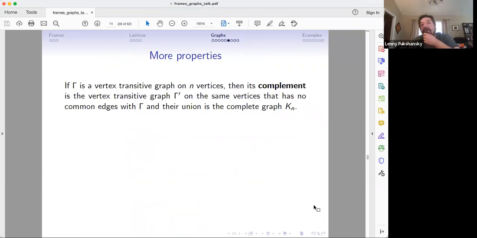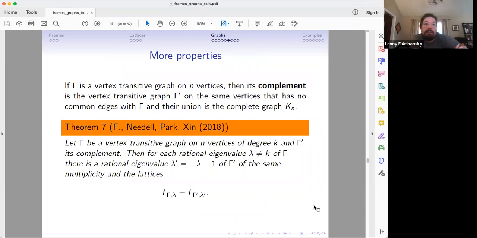Another fairly simple property here is, if gamma is a vertex transitive graph and gamma prime is its complement in the complete graph, and suppose lambda is a rational eigenvalue of gamma, and lambda prime is the corresponding rational eigenvalue of gamma prime, meaning it's minus lambda minus 1, then I get the same lattice. So essentially, a graph and its complement lead to the same lattices.